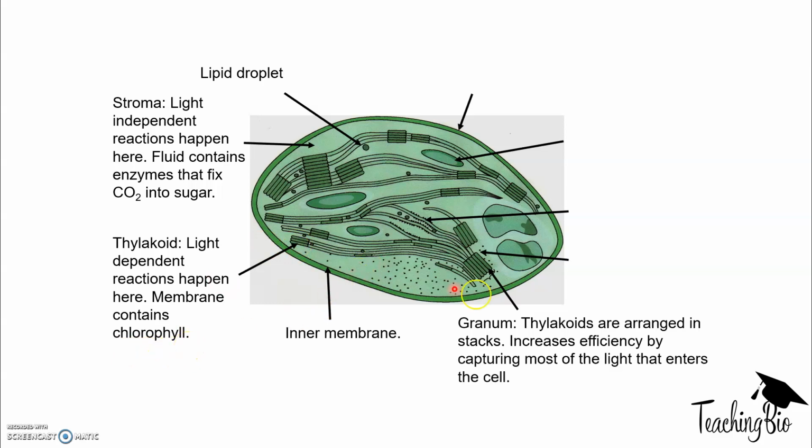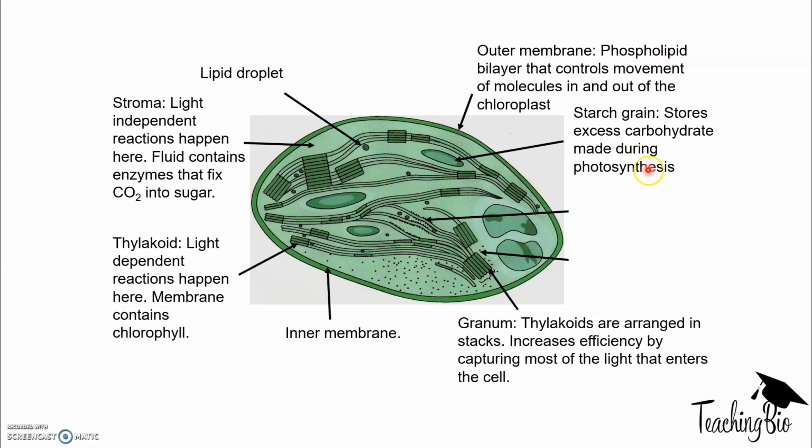This is the inner membrane. This is the granum, which are effectively stacked thylakoids. So a stack of thylakoids make a granum. The advantage of having a granum is that it's more efficient. Here we've got starch grains, which will store excess glucose effectively made during photosynthesis, and then you can use that as a source of respiration.